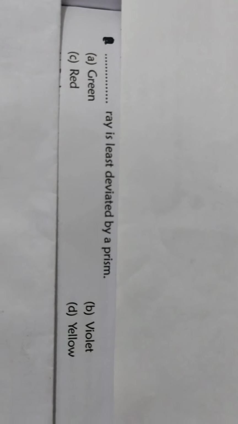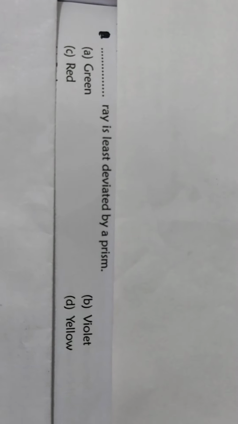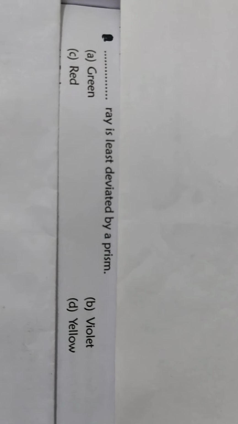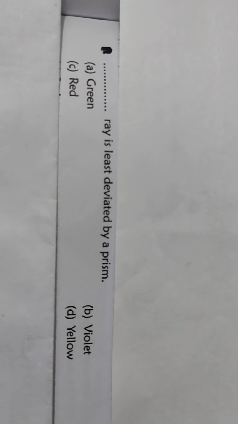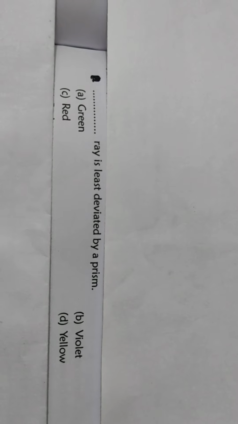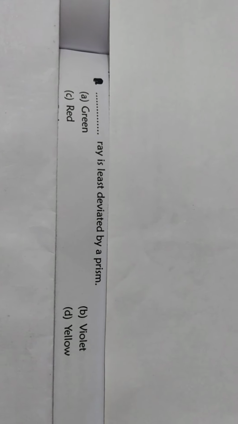Now the next MCQ is, dash ray is least deviated by a prism. Again here, if your concepts are clear, you will be quickly choosing the answer. We know that when we draw the ray diagram showing dispersion of white light through a prism, then we see the spectrum on the right hand side with all 7 colors present in the spectrum, VIBGYOR, with red color lying on the top. So lying on the top means red color is least deviated by a prism.